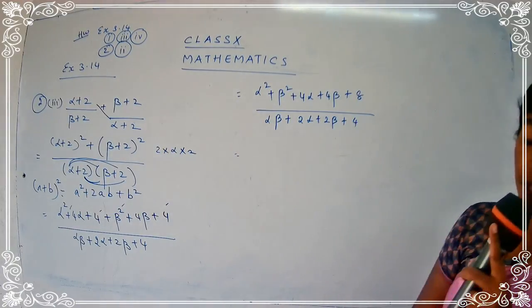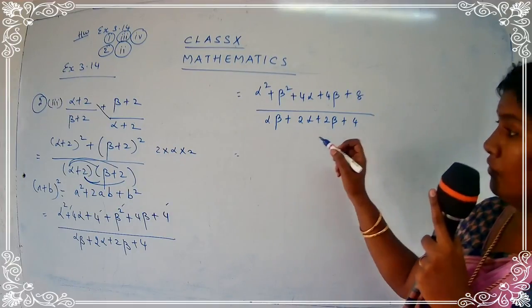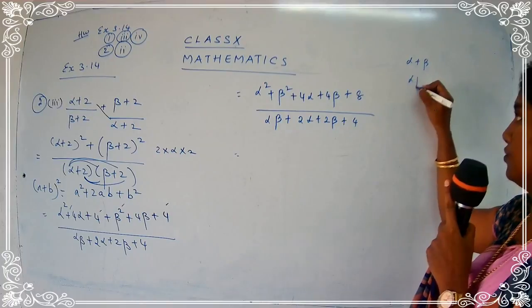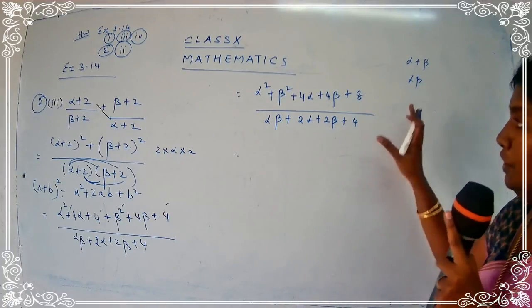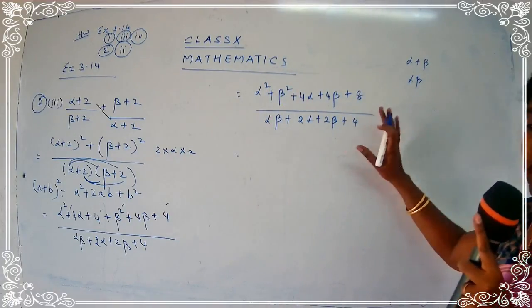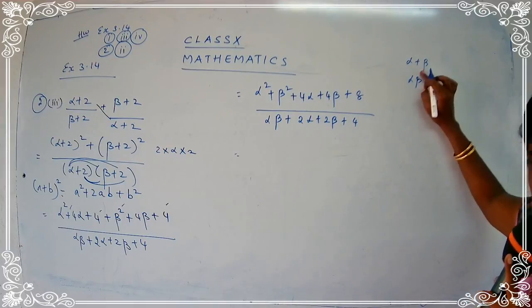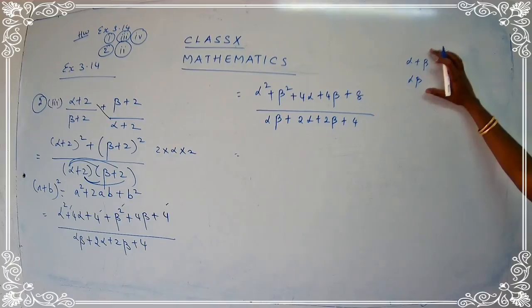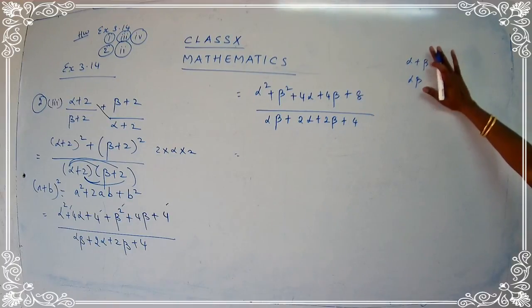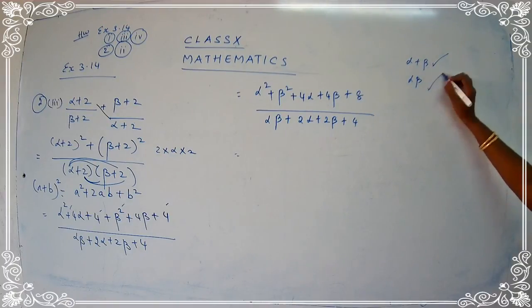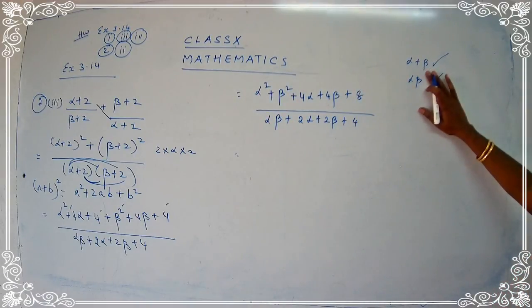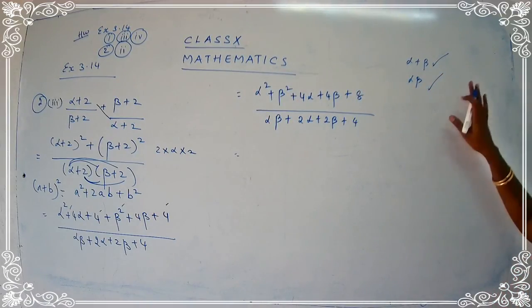Now, we know the answer for alpha plus beta and we know the answer for alpha beta. So what we are going to do is arrange this expression in terms of alpha plus beta and alpha beta, like the first question. What we have done in our first question, we arranged the expression in terms of alpha plus beta and alpha beta. So you are going to change this as alpha plus beta and alpha beta.